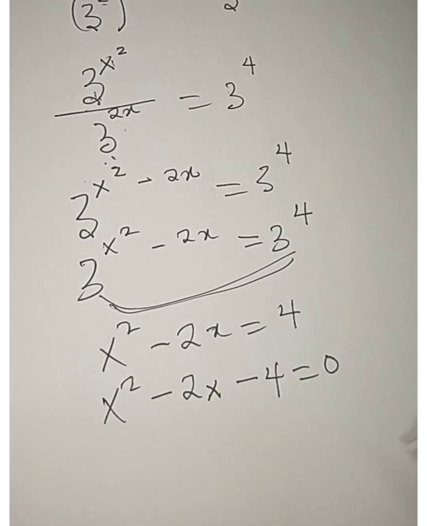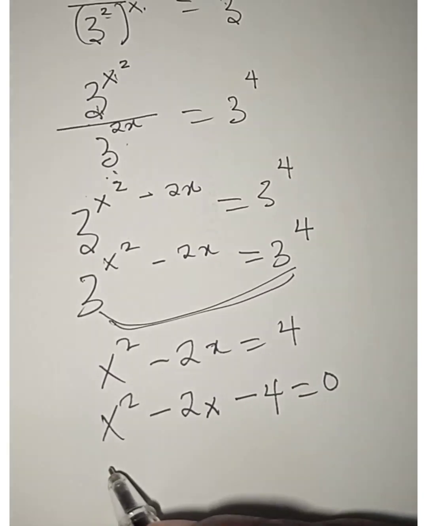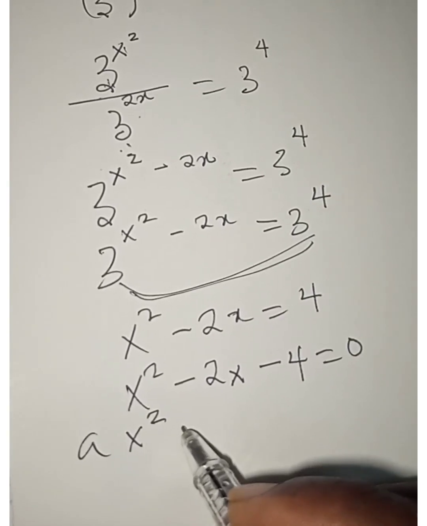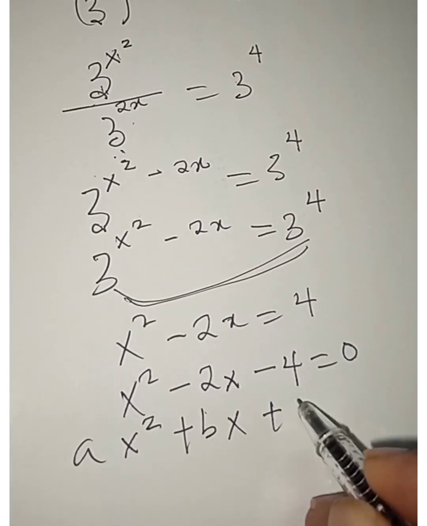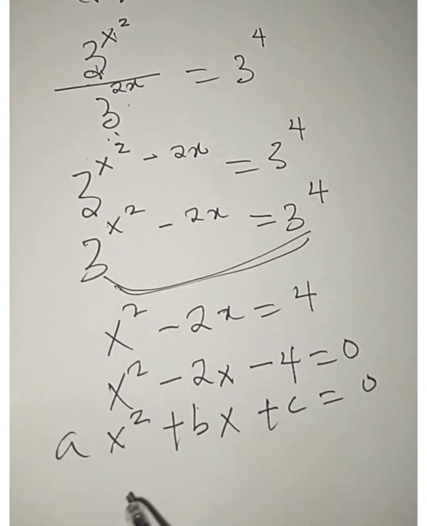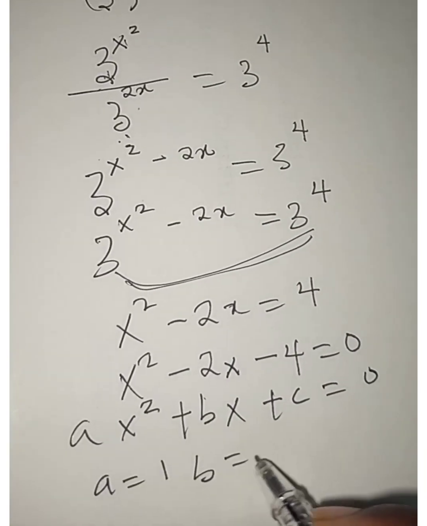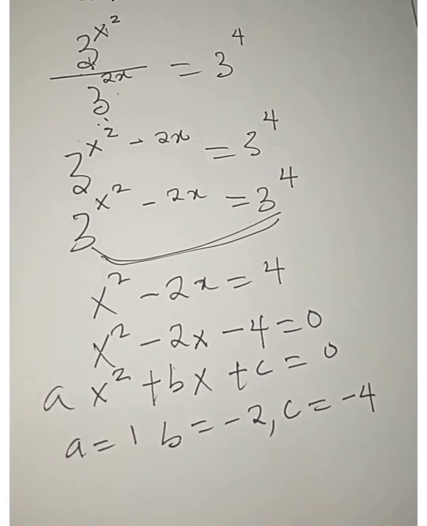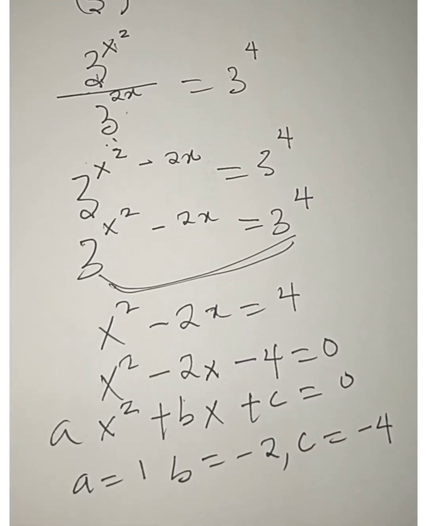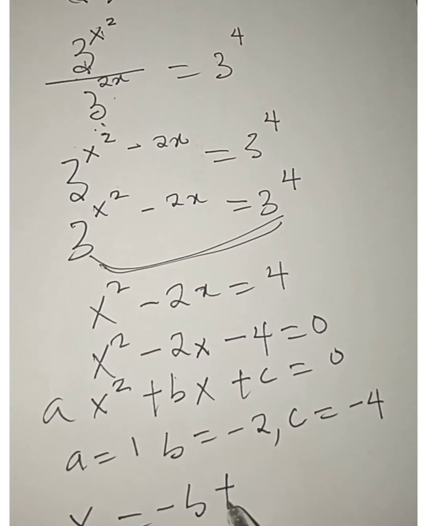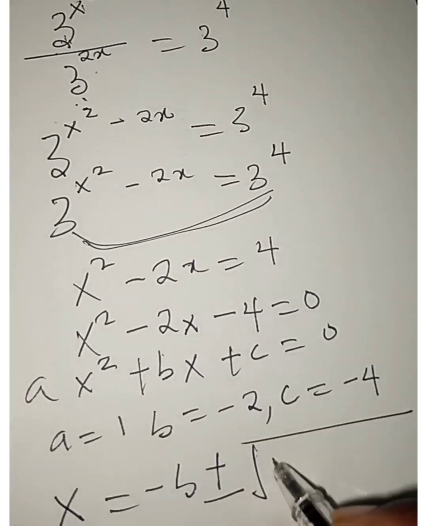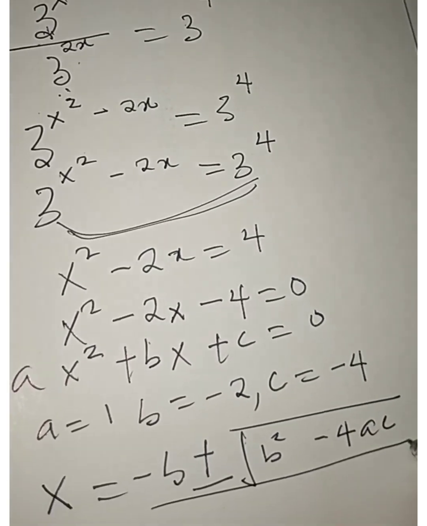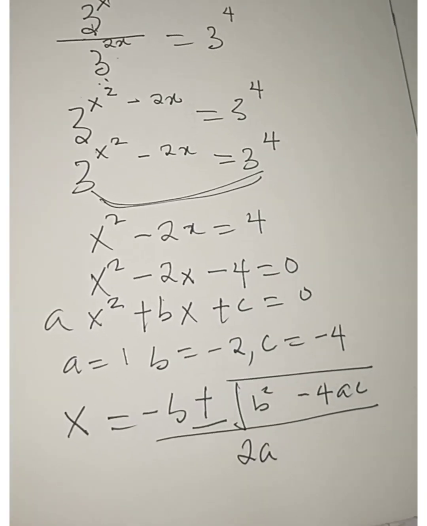Now we have a quadratic equation. Remember, the form of a quadratic equation is ax squared plus bx plus c equals 0. Comparing, a equals 1, b equals minus 2, and c equals minus 4. So we bring our quadratic formula. The quadratic formula says that x equals minus b plus or minus the square root of b squared minus 4ac, divided by 2a.